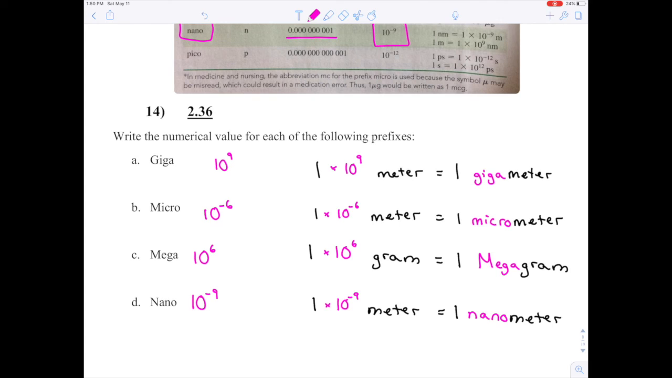So each of these prefixes in your mind, when you look at them with your X-ray chemistry genius vision, you would see these numbers associated with them. And you'll think of the base unit as either becoming bigger or smaller, depending on what the prefix is.